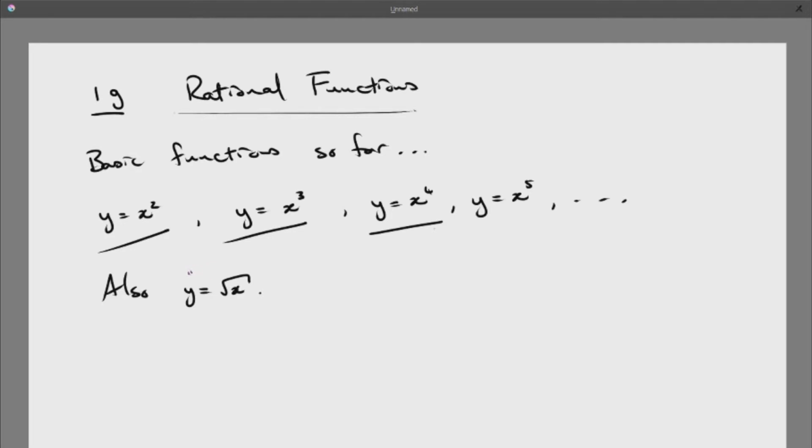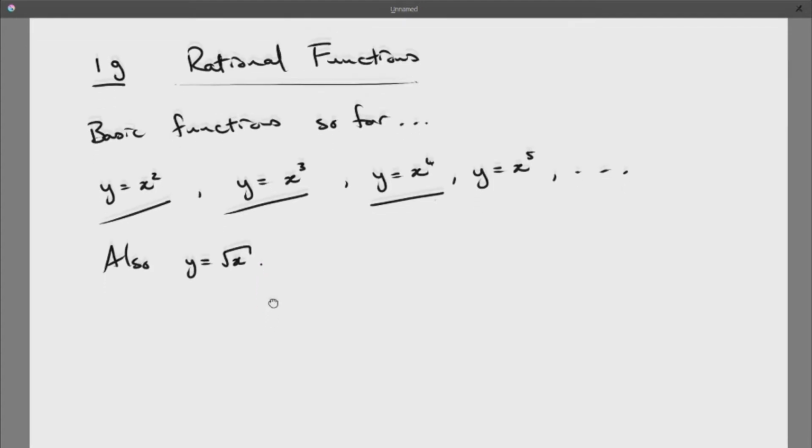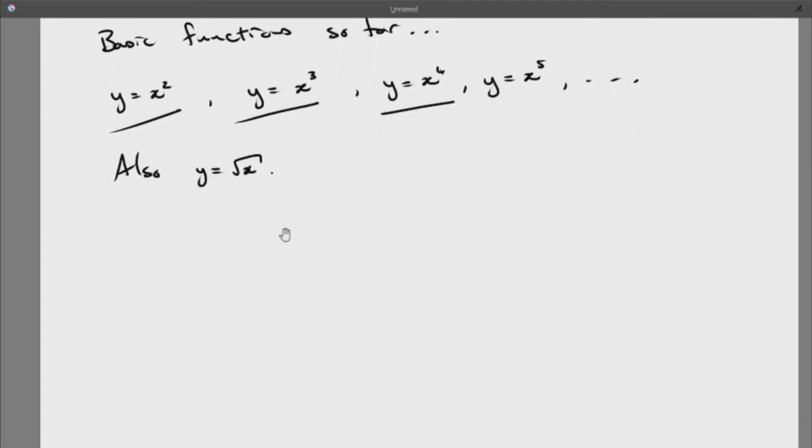So for all of these, the polynomials all have the feature that we can plug in any value of x. The square root function was a little different in that it wasn't defined for all the x values, and because of that, having a negative sign inside, we had to introduce a new horizontal reflection transformation.